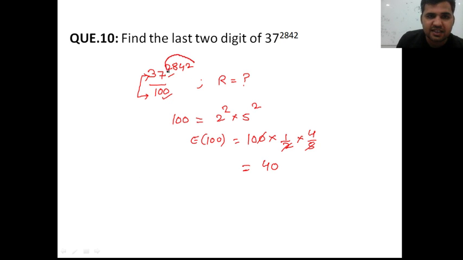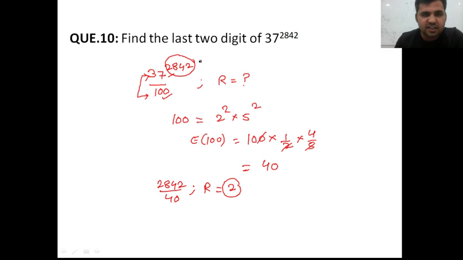So from the power, just remove the multiple of 40, or you can say just find out the remainder when 2842 is divided by 40. What will be the remainder when 2842 is divided by 40? When 2842 is divided by 40, the remainder will be 2 in this case. Now whatever the remainder is will replace this power. So replace this power with the remainder 2. So here you will have 37 power 2 divided by 100.